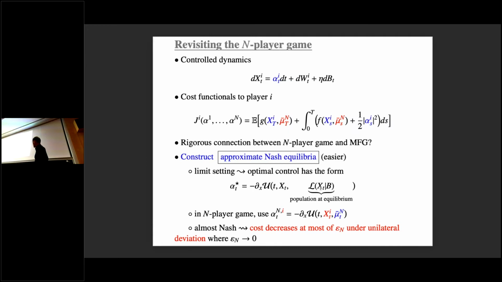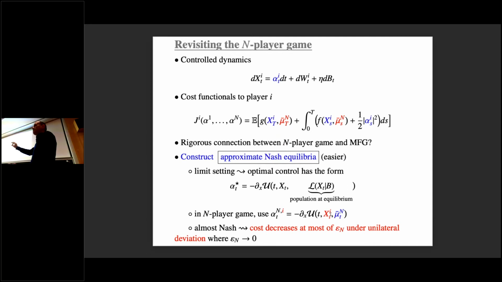Anyway, what it says is that if you have this calligraphic U here, and if you choose this as a strategy for any player i, meaning that you compute your strategy where you are and given the state of the population, then this is almost a Nash equilibrium. So when you come back to the N-player game, this is almost a Nash equilibrium in the sense that if one player deviates, she can increase or decrease the cost a little bit, but the gain will be less and less as capital N tends to infinity.